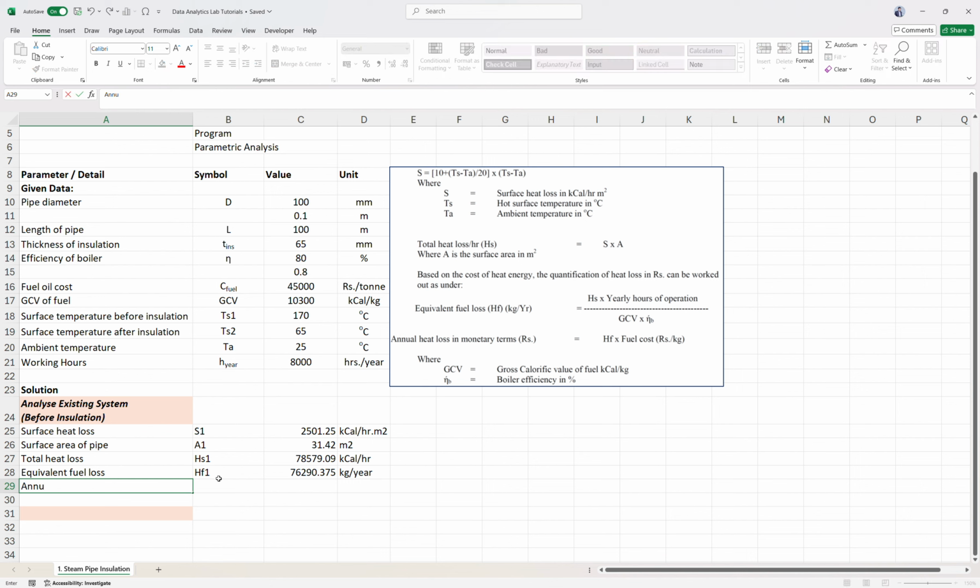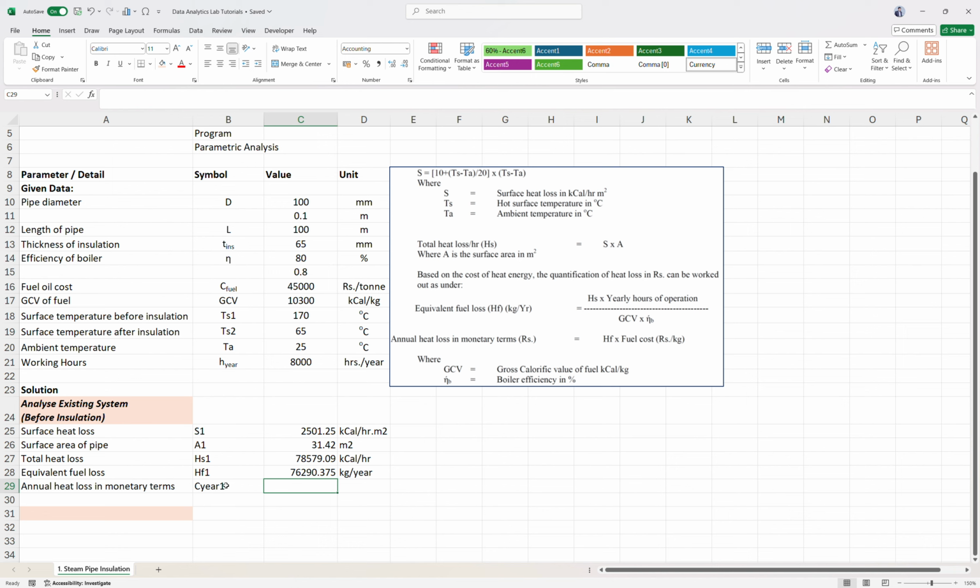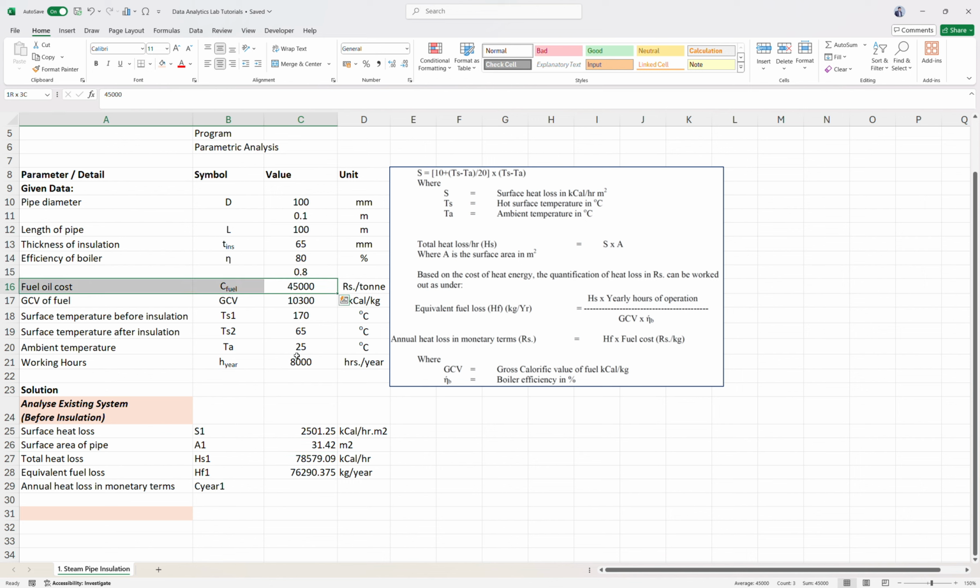Then next one is annual heat loss in monetary terms. I can simply call it cost per year, whatever you like to call it. And then this is for the first scenario, hence 1. Now how do we calculate that? Simply whatever fuel is getting lost multiplied by the unit cost of fuel. But the cost of fuel is given in rupees per ton, while the fuel loss is expressed in kg per year. So I have to convert either this into ton or the cost into rupees per kg. Anything will do.